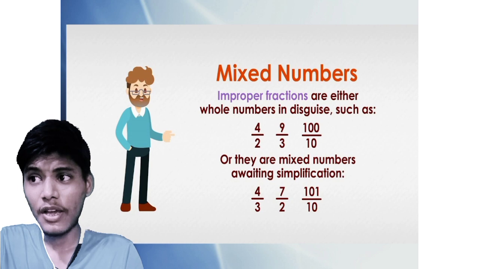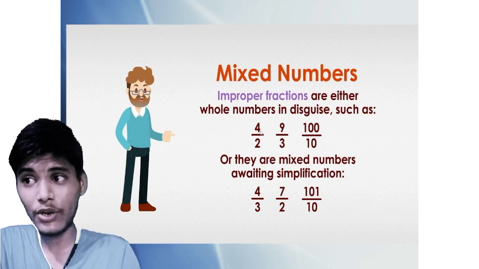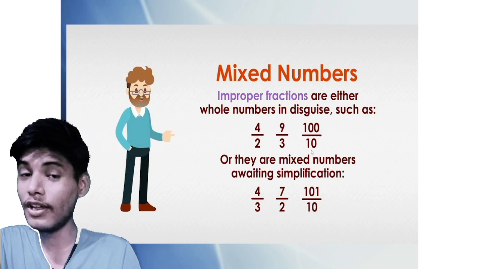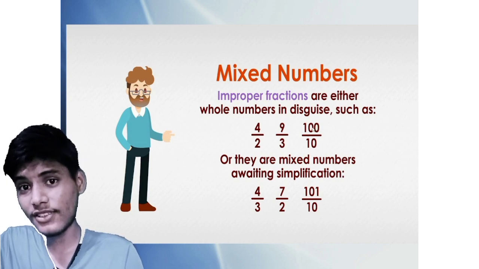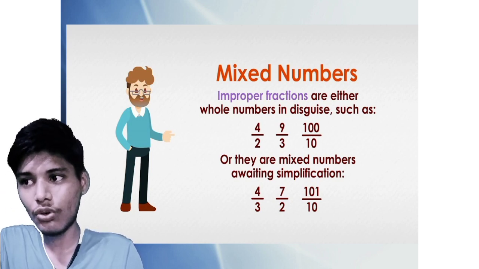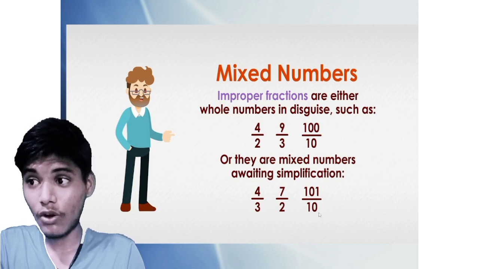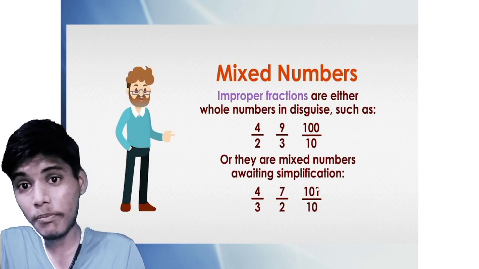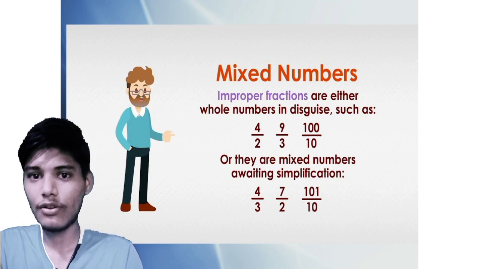So what is a mixed fraction? Improper fractions can be whole numbers in disguise, such as 4 by 2, 9 by 3, 100 by 10, but they are not proper fractions. So if we write these improper fractions in the proper form, then that will be a mixed fraction. Examples are 4 by 3, 7 by 2, 101 by 10, which are also improper fractions. If we write them in the proper form, then they will be mixed numbers.